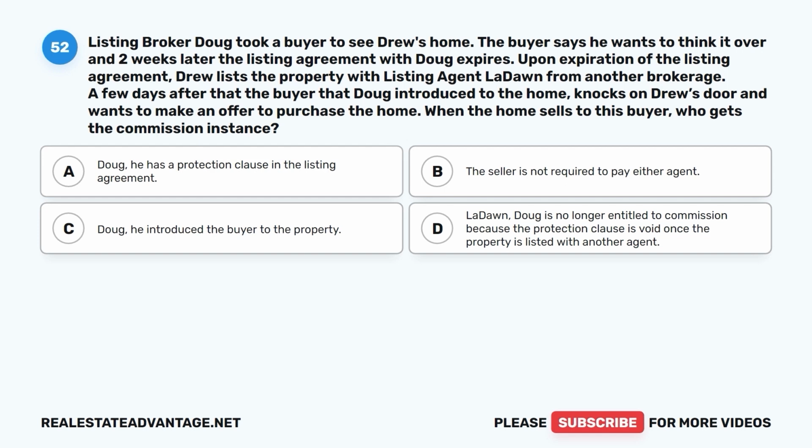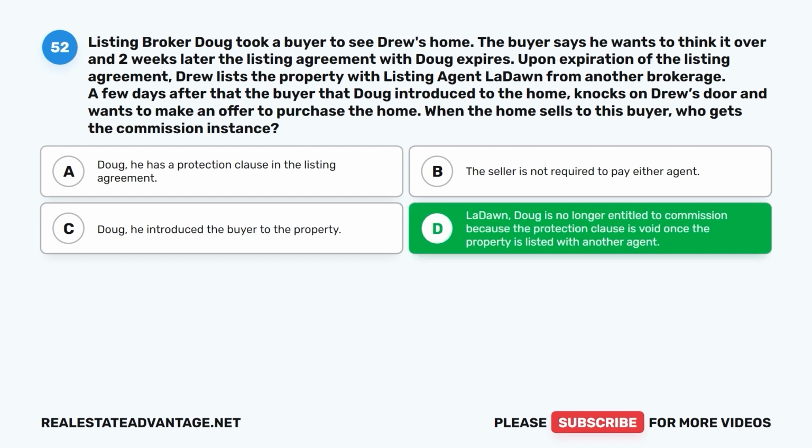A. Doug. He has a protection clause in the listing agreement. B. The seller is not required to pay either agent. C. Doug, he introduced the buyer to the property. D. LaDawn, Doug is no longer entitled to commission because the protection clause is void once the property is listed with another agent. The correct answer is D.